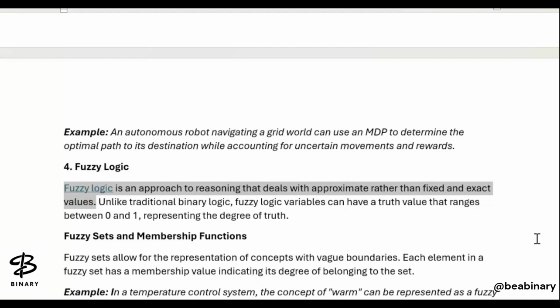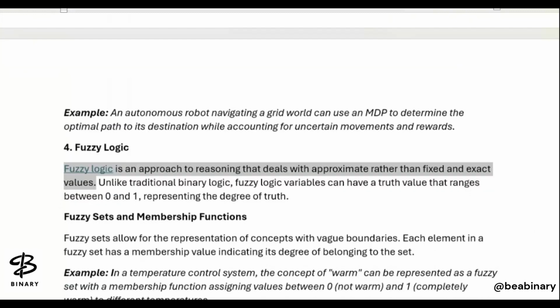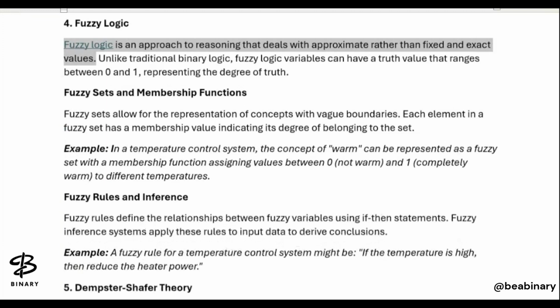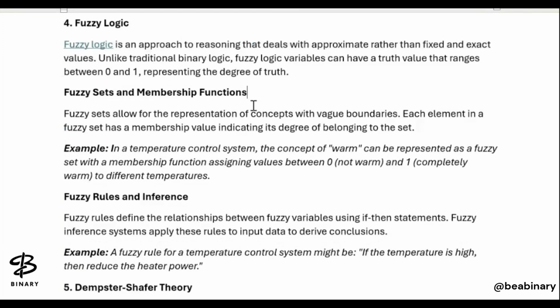Unlike traditional binary logic, where we just talk about exact data, whether 0 or 1, a fuzzy logic variable can have truth values that range between 0 and 1, representing the degree of truth, right? So some approximation will be done. Now, what are fuzzy sets and membership functions? How do you represent fuzzy sets? What is a fuzzy set?